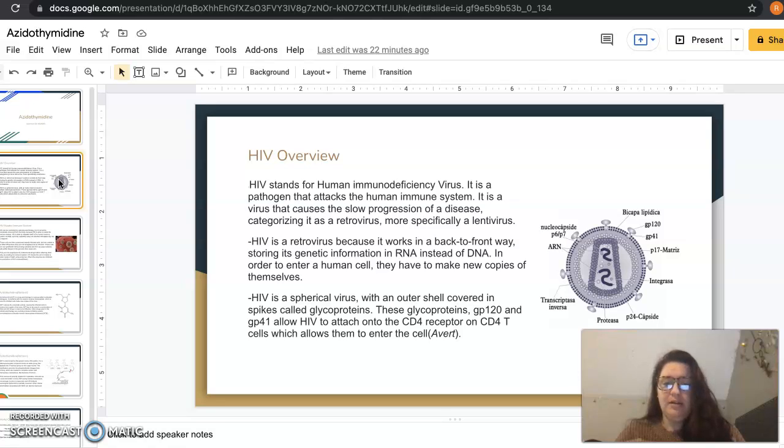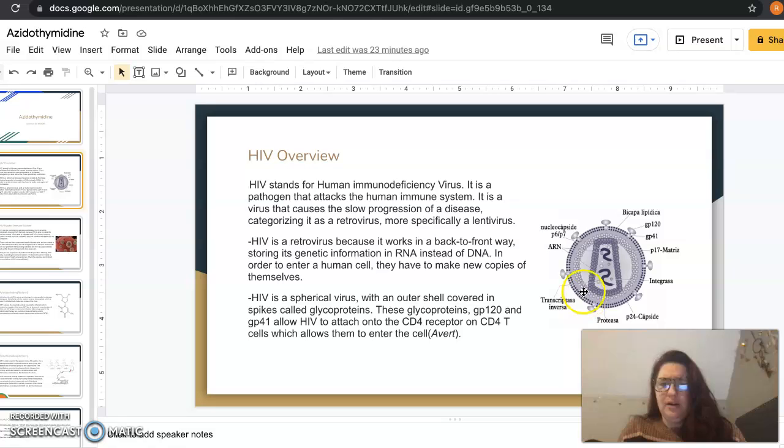It's a spherical virus with an outer shell covered in spikes called glycoproteins. These glycoproteins, GP120 and GP41, allow HIV to attach onto the CD4 receptors, onto the CD4 T cells in the human body, which allows them to enter the cell and then take over and start making new copies of itself. And as you can see over here on the side, I have a little picture of what the molecular structure of HIV looks like.